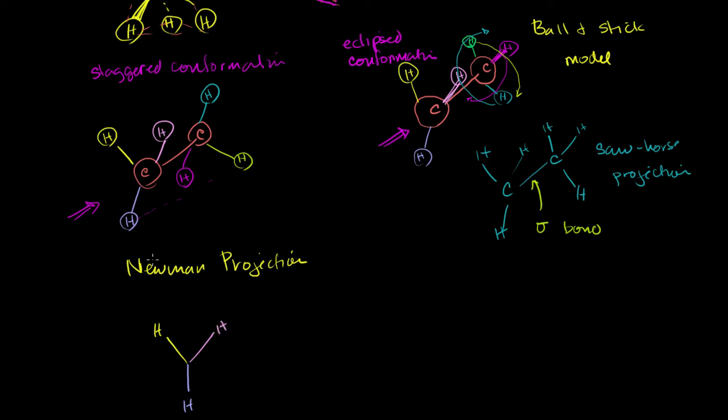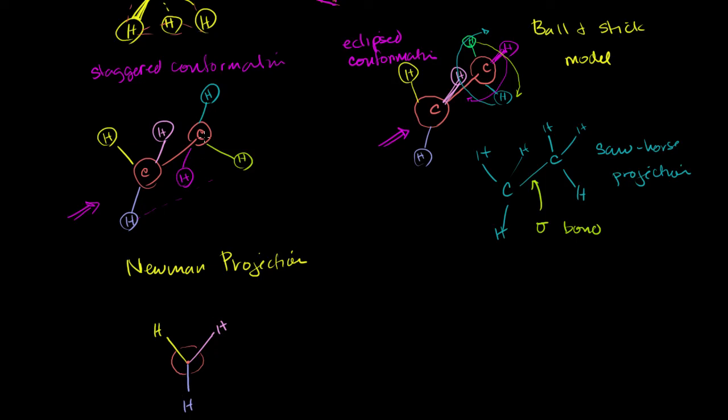So the front carbon is implicitly at the intersection of the bonds of these three hydrogens. The back carbon, you represent it as a circle. So this circle represents the back carbon. The front carbon is kind of that point there. Just a way of visualizing it.